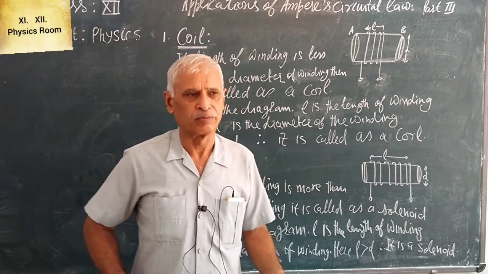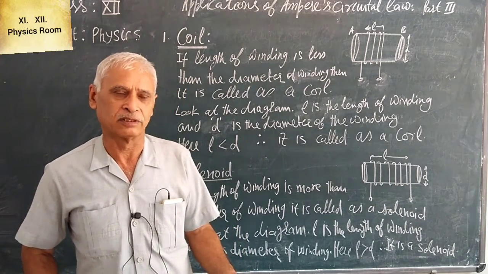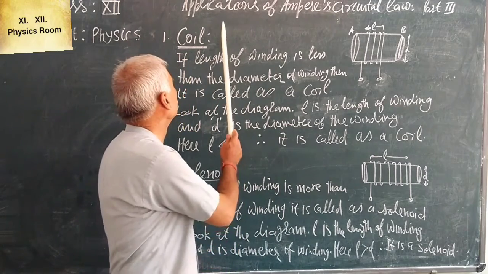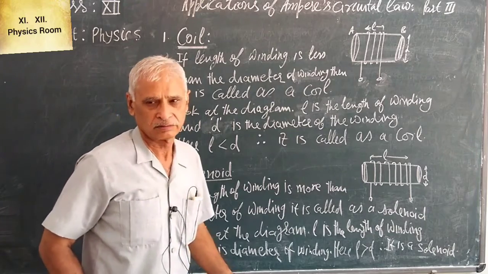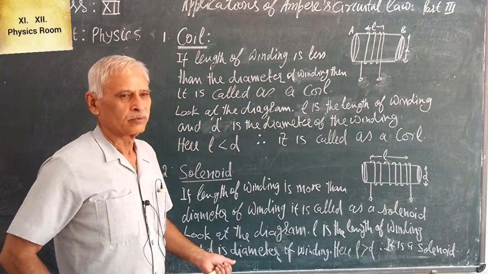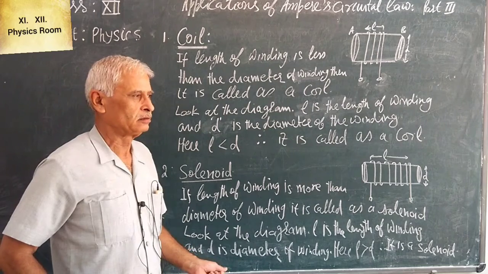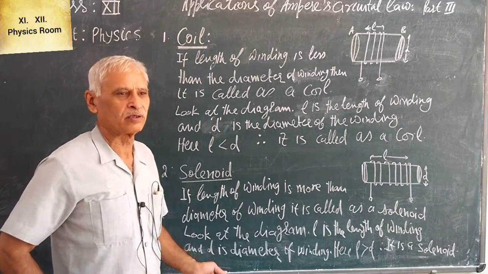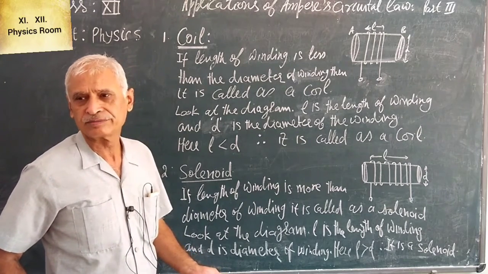Today we proceed to the third part of Ampere circuital law, which is applications of Ampere circuital law. We are to find out the magnetic field at any point on the circumference of a toroidal solenoid using Ampere's circuital law.